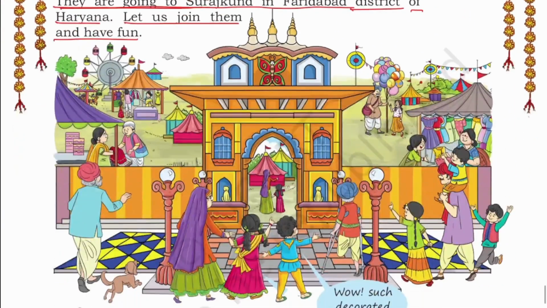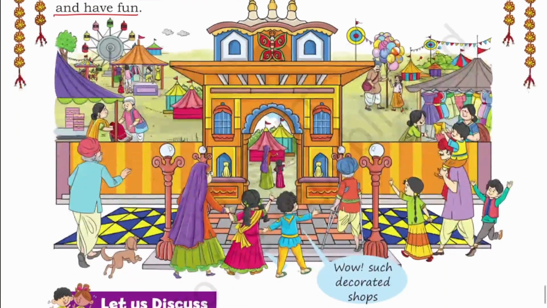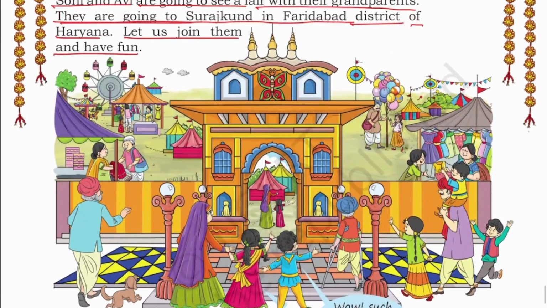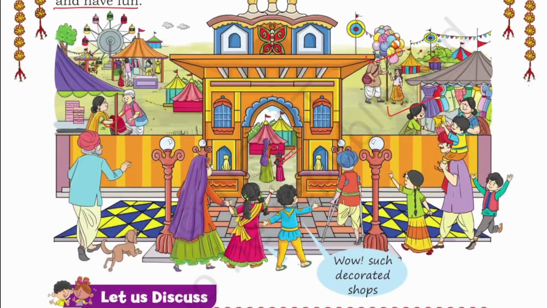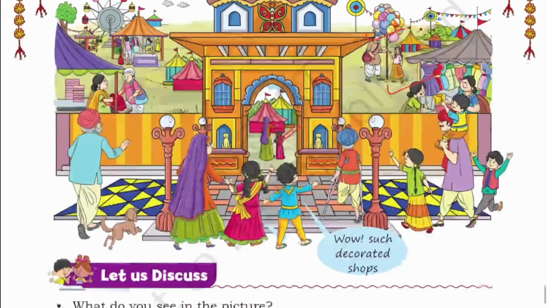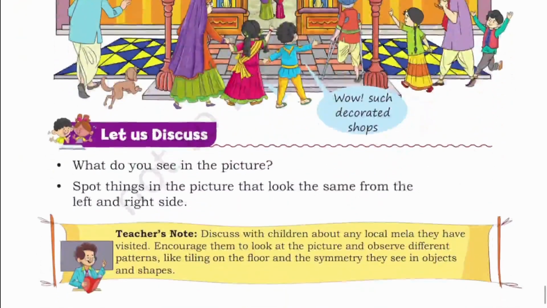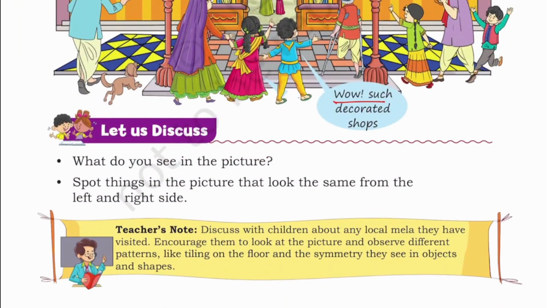You can see a picture of the fair given here. You can see different jhoolas, different shops, a balloon seller, different clothes shops, and various things inside the fair. There is a huge gate with lighting and tiles in the front. Wow, such decorated shops.